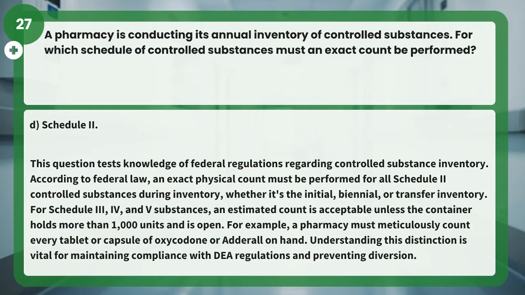Answer D. Schedule 2. This question tests knowledge of federal regulations regarding controlled substance inventory. According to federal law, an exact physical count must be performed for all Schedule II controlled substances during inventory, whether it's the initial, biennial, or transfer inventory. For Schedule III, IV, and V substances, an estimated count is acceptable unless the container holds more than 1,000 units and is open. For example, a pharmacy must meticulously count every tablet or capsule of oxycodone or Adderall on hand. Understanding this distinction is vital for maintaining compliance with DEA regulations and preventing diversion.